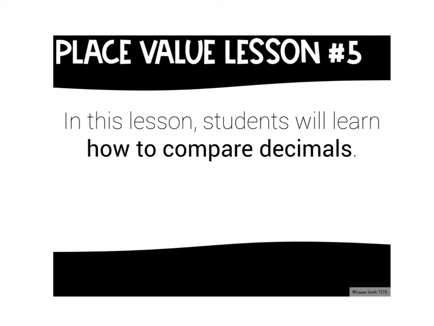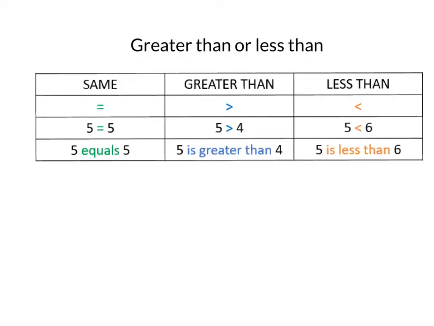Today's lesson, we will learn how to compare decimals. Before we get started with our decimals, let's review greater than and less than. The greater than and less than symbols you may know as alligator symbols with the open mouth or the small mouth. Just remember that it is read like a sentence, and that helps you to tell which way the symbol goes. If it's the same, it's the equal sign.